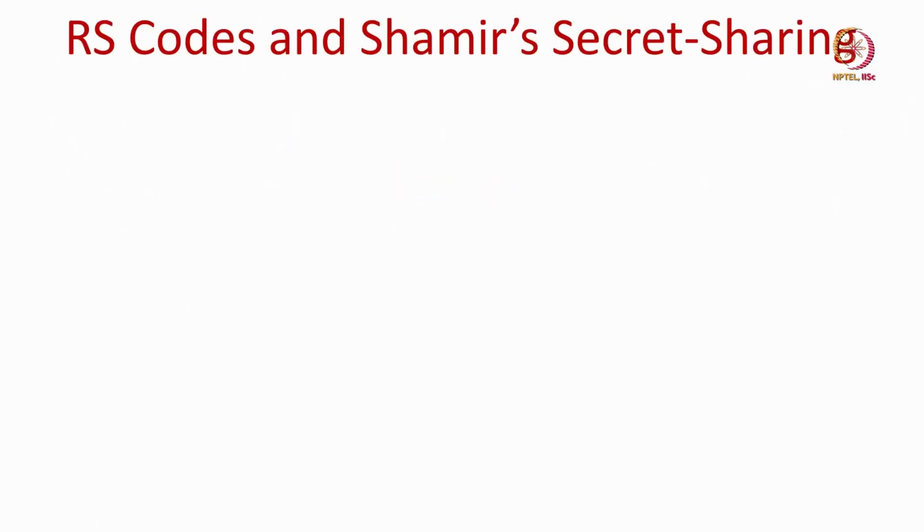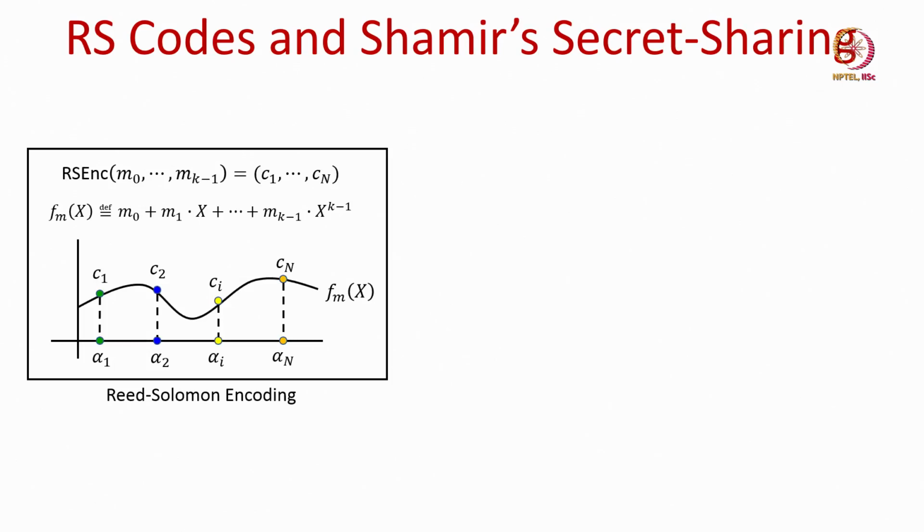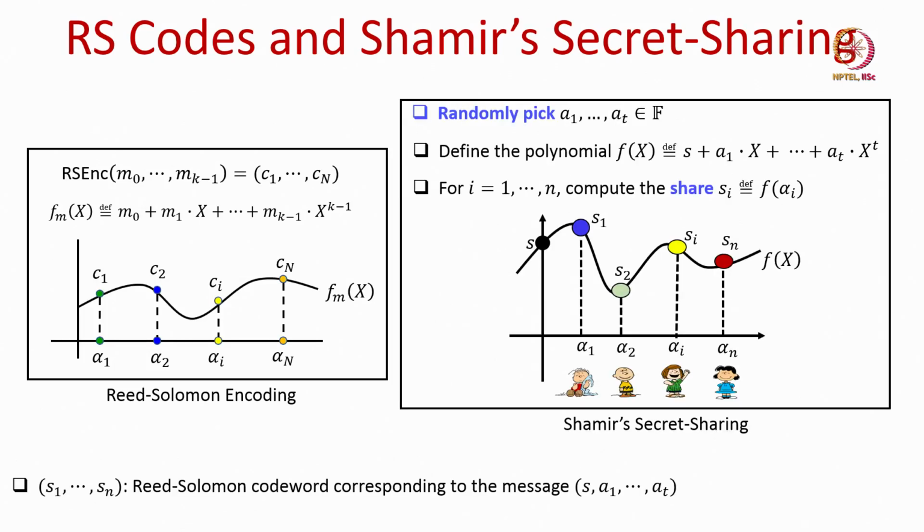Just to recap, in the last lecture we had seen the relationship between Reed-Solomon codes and Shamir secret sharing. We have discussed extensively that the vector of shares, which is computed as an output during an instance of Shamir secret sharing, can be visualized as a Reed-Solomon codeword corresponding to the sender's message being the secret to be shared, followed by the random coefficients which are picked as part of the Shamir secret sharing scheme.